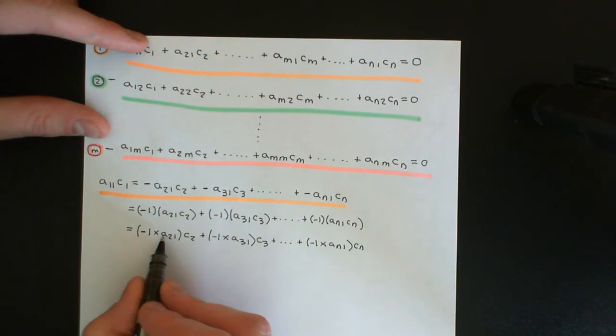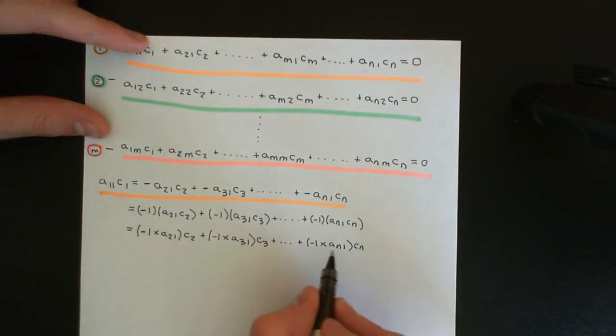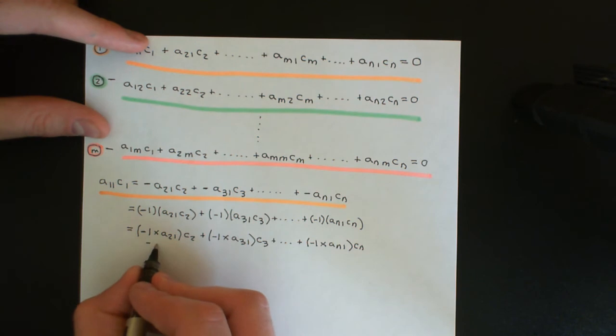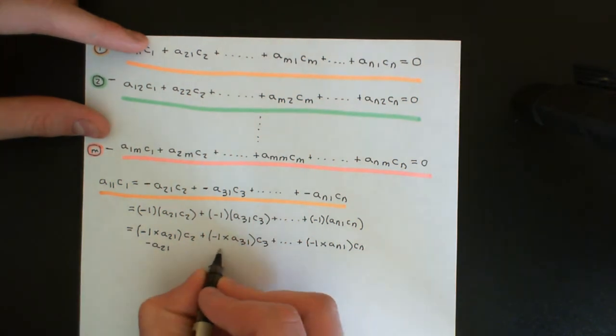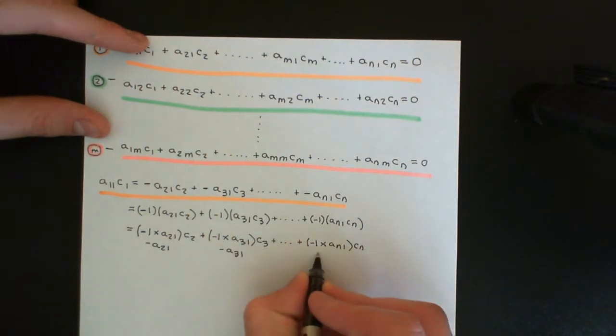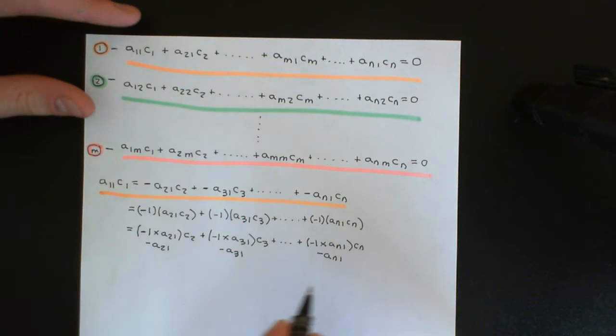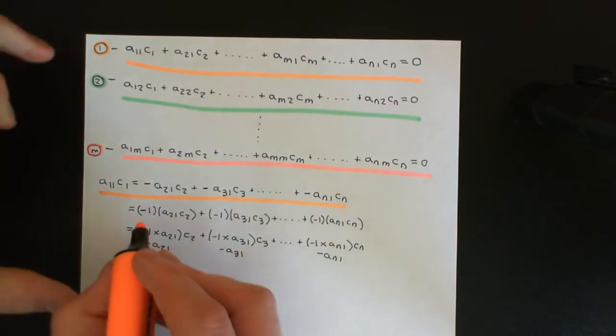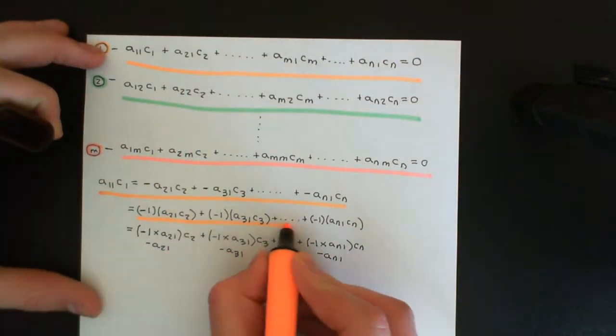But of course, when we multiply any element of the field, which all of these are, by -1, we just end up with the additive inverse of this. So this is just equal to -A21, -A31, -An1, like so. So I've just modified my equation like so.